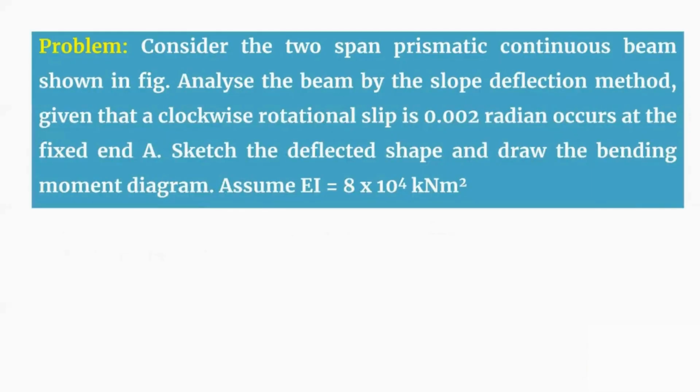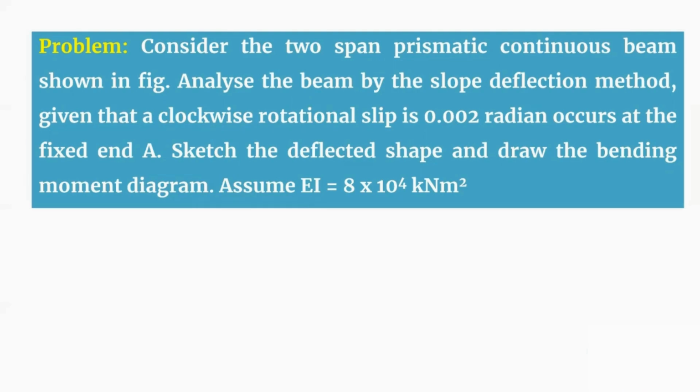So coming to the problem, here consider a two-span prismatic continuous beam as shown in the figure. Analyze the beam by using the slope deflection method. Given that a clockwise rotational slip of 0.002 radian occurs at the fixed end A, sketch the deflected shape and draw the bending moment diagram. And here you are going to assume EI to be 8 into 10 power 4 kilonewton meter square.